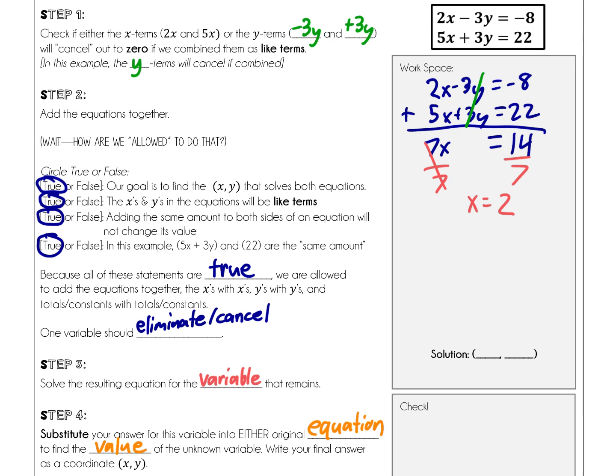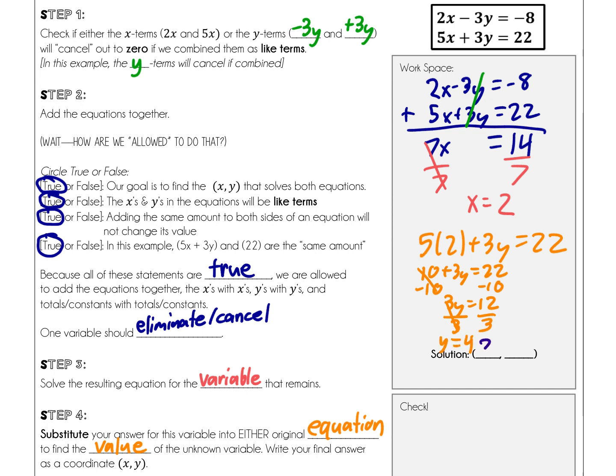I'm going to use 5x plus 3y is equal to 22 and substitute in x equals 2 to get 5 times 2 plus 3y is equal to 22. 5 times 2 is 10. That means we have 10 plus 3y equals 22. And then we can subtract that 10 from both sides to get 3y is equal to 12. Now let's divide both sides by 3 to get y equals 4. Our solution is the point 2, 4.